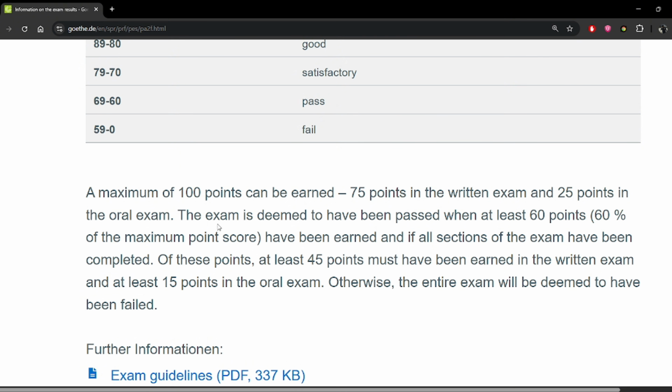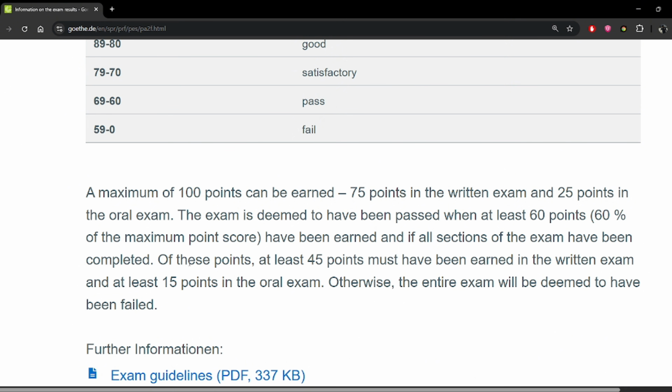Then they have written over here that the exam is deemed to have been passed when at least 60 points or 60% of the maximum point score have been earned, and if all the sections of the exam have been completed. So this is also what I mentioned earlier, that you need 60 marks to pass. But then they have another very important point.